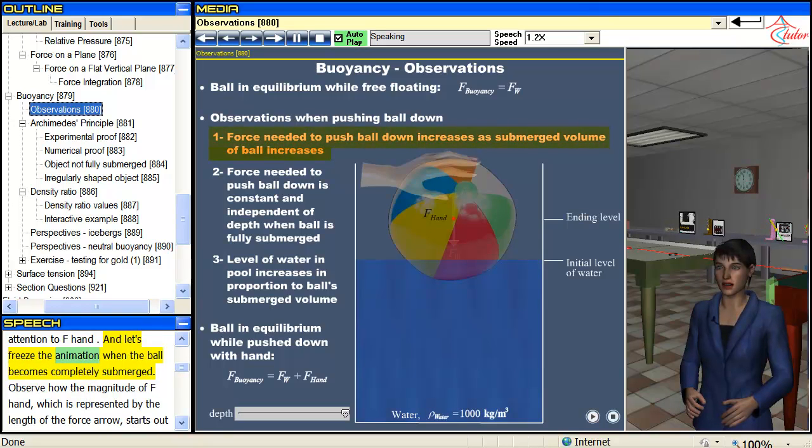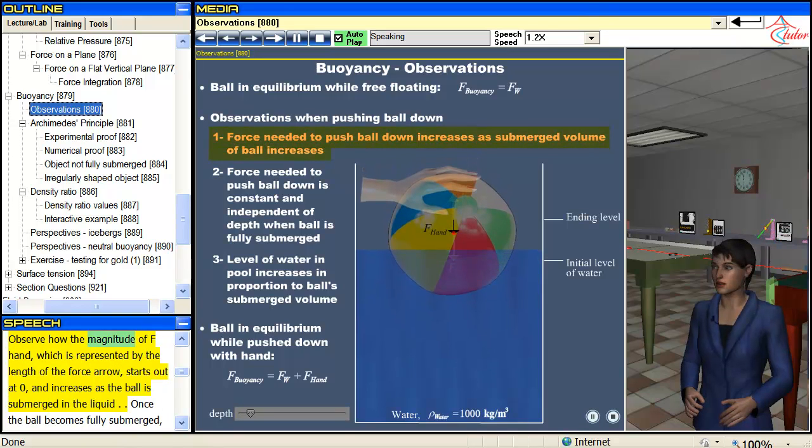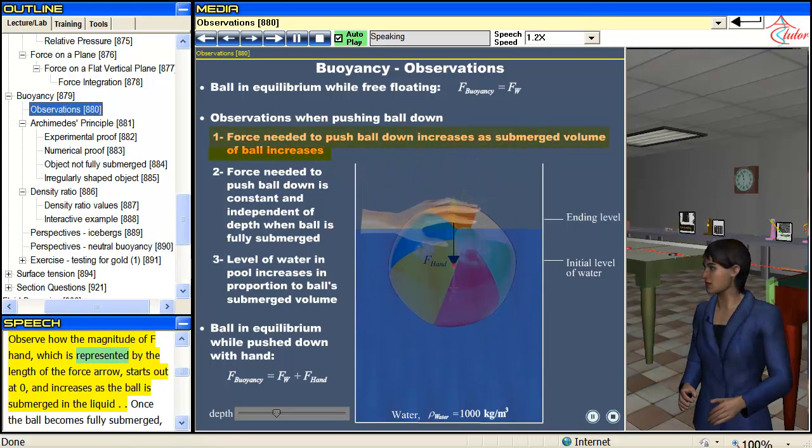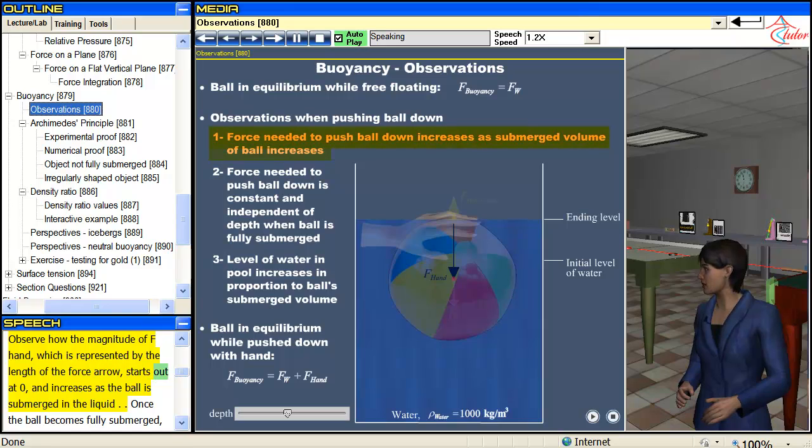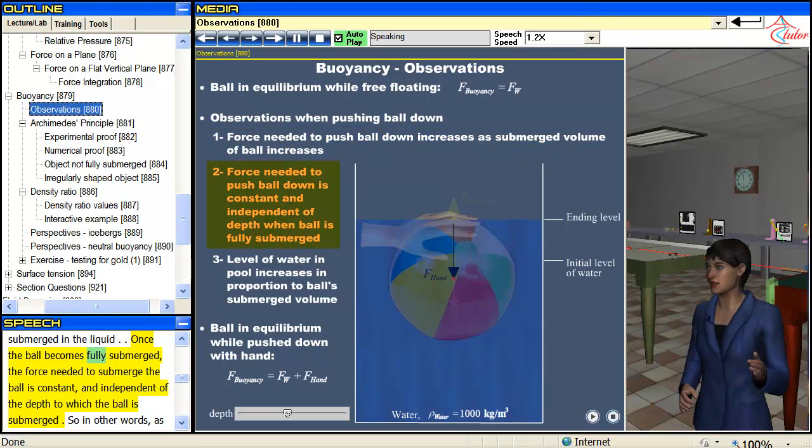And let's freeze the animation when the ball becomes completely submerged. Observe how the magnitude of F hand, which is represented by the length of the force arrow, starts out at 0, and increases as the ball is submerged in the liquid. Once the ball becomes fully submerged, the force needed to submerge the ball is constant, and independent of the depth to which the ball is submerged.